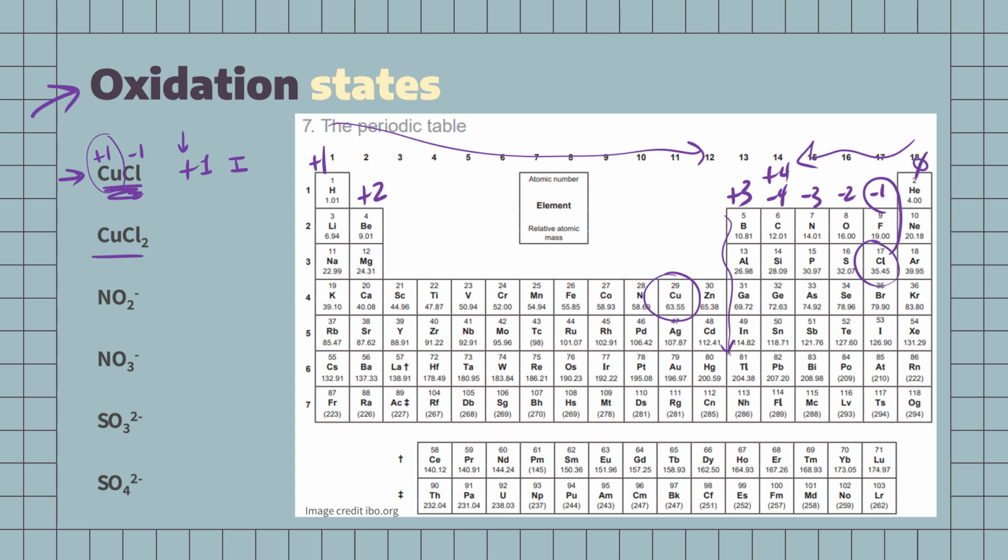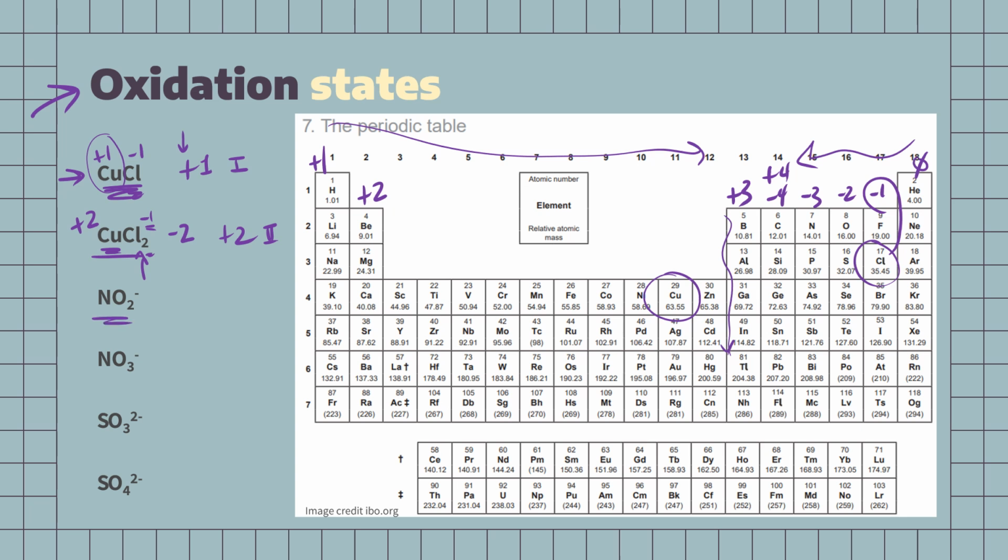Here I have another copper chloride compound, but now I've got 2 chlorides. Each of them has a -1 charge, but -1 times 2 is -2. This one copper has to balance out both of those chlorides, so this copper's oxidation state is going to be +2 or Roman numeral 2.